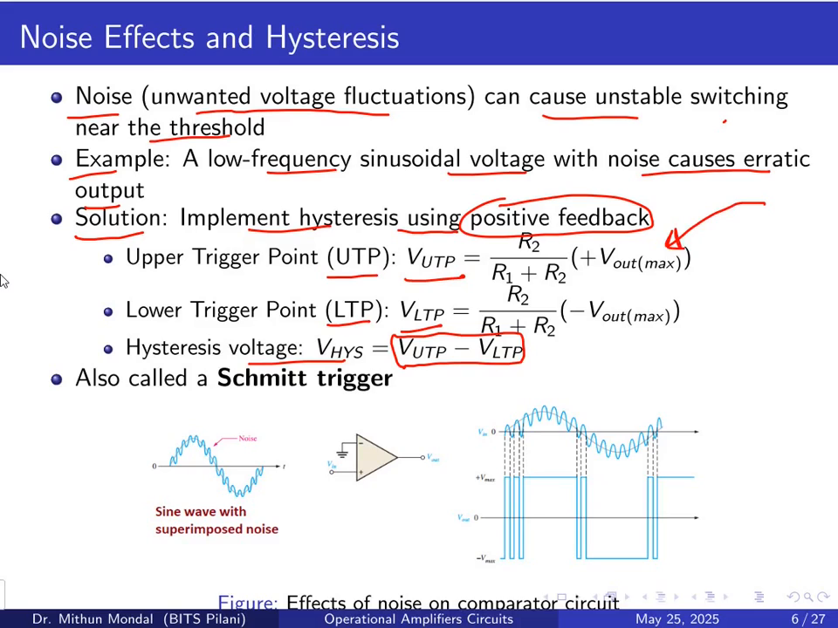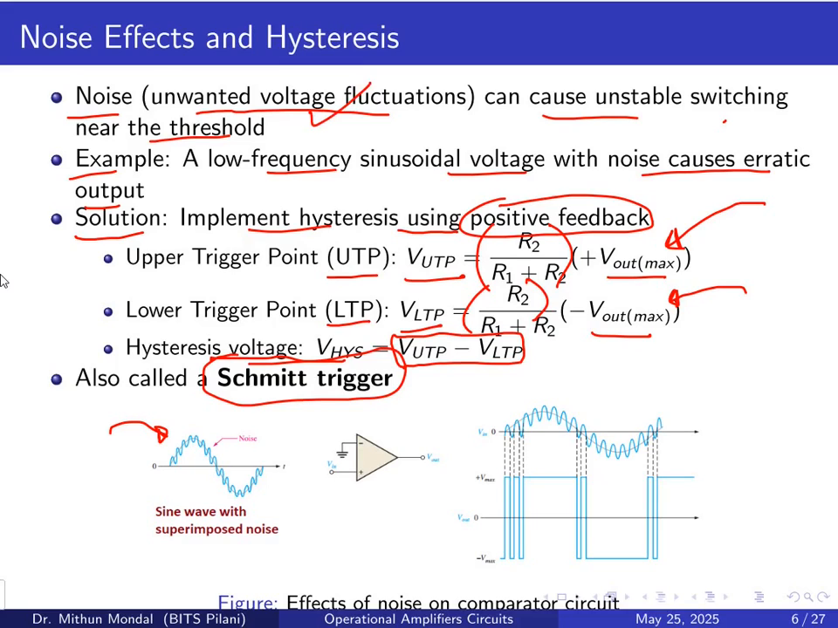That is again with respect to the voltage division rule, where you have the plus V out maximum and minus V out maximum, which is multiplied with the resistor R2 by R1 plus R2. So this circuit is also known as Schmitt trigger circuit. And here the noise signal, if you can see it, the pure sinusoidal wave is basically hampered or disrupted with the noise signal, which is unwanted voltage fluctuations.